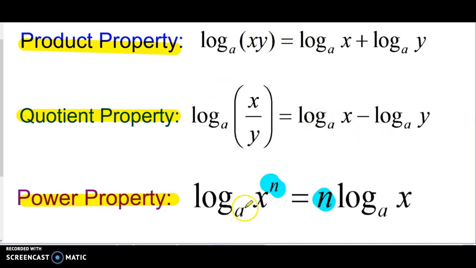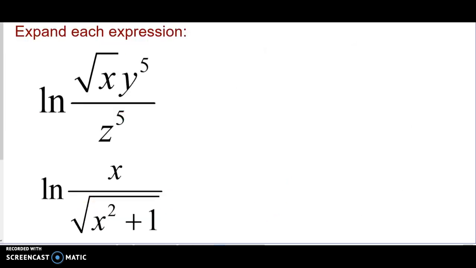In terms of the power property, one thing that I just want to mention is that if this exponent is even, when you bring that in front, you do want to put absolute value around the x. Because we know that if I were to square or put to the 4th power, any even power of this variable would make it positive. So that's why I want to use absolute value for the x here, if that were to happen, if it's an even exponent. If it's odd, no worries.